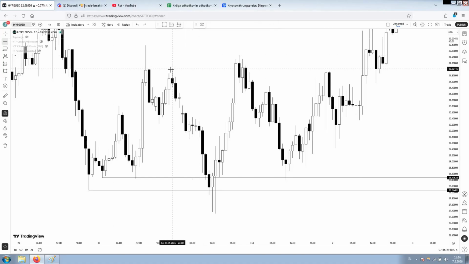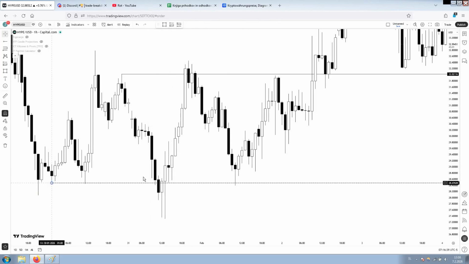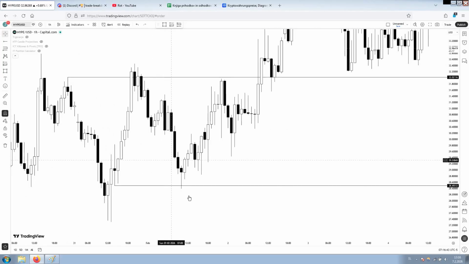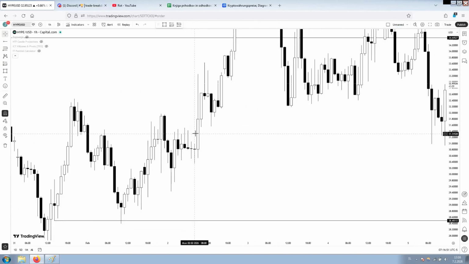Then we go up until this high. What do we do here? We sweep liquidity, we continue lower. You see what I'm saying? Then what do we have here? We have a low, move down and a move up, that's a low. We sweep liquidity and we continue higher and higher. It's so logical, bro. It's so logical.